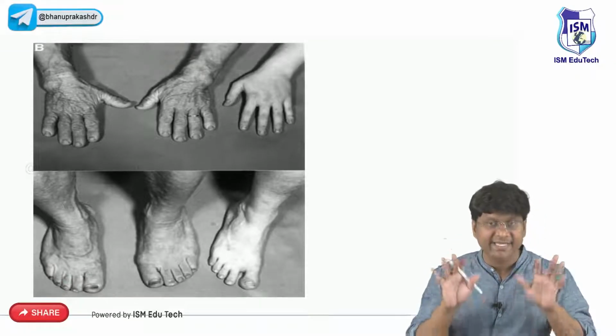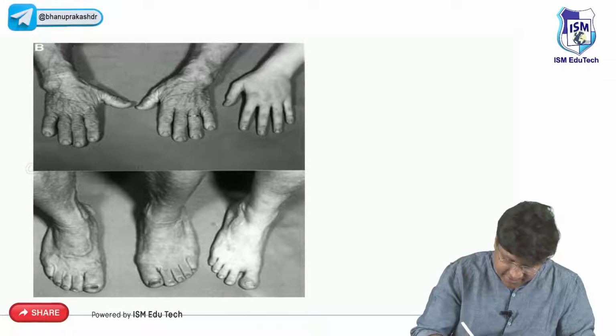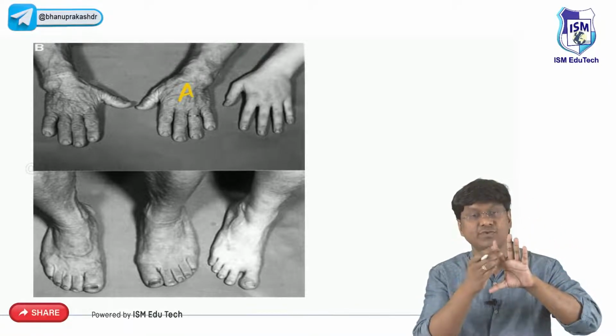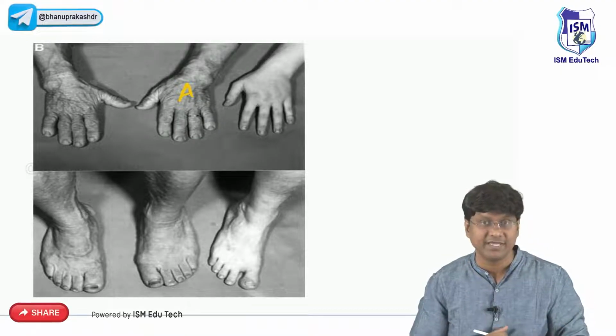Then how will the extremities be in patients with acromegaly? See, this is the extremity in a patient who has acromegaly, where they'll have broad hands and swollen fingers, and that is the reason why even the ring size in these individuals will be increased.